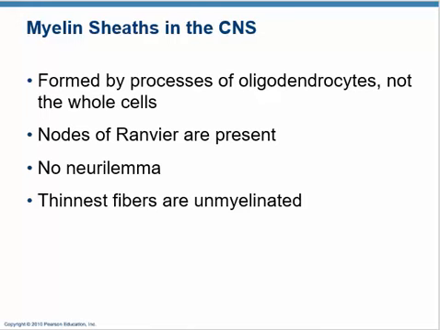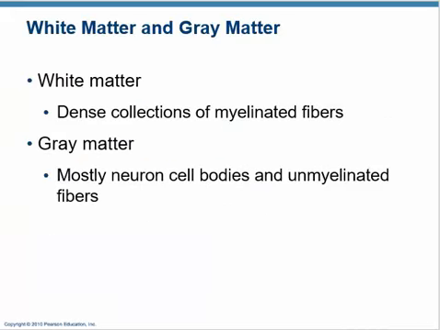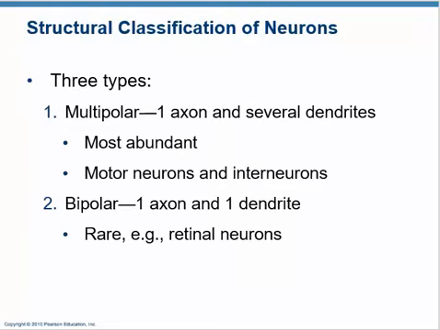In the central nervous system, there are still nodes of Ranvier, but it's made by the oligodendrocytes, and it's going to form, it will have the same effect. Small neurons don't have this, and that's the gray matter. So again, we have these nodes here. So the white matter and the gray matter, I've already mentioned that a number of times.